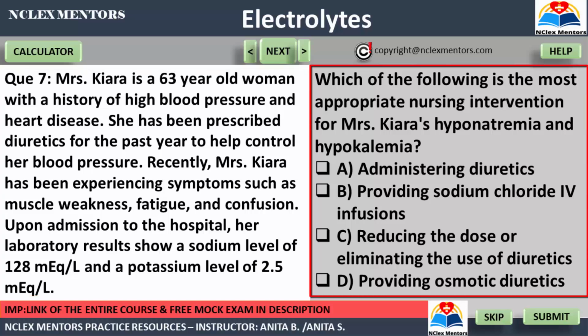Which of the following is the most appropriate nursing intervention for Mrs. Kiera's hyponatremia and hypokalemia? The options given to you for this question on the screen are: Option A, administering diuretics. Option B, providing sodium chloride IV infusions. Option C, reducing the dose or eliminating the use of diuretics. Option D, providing osmotic diuretics.